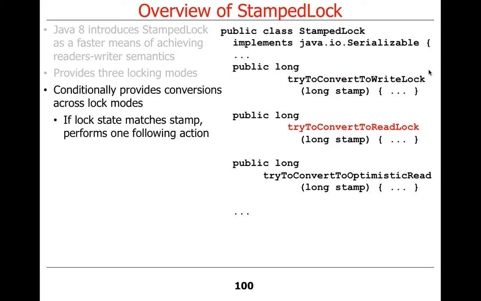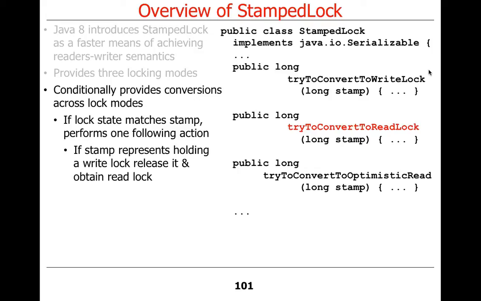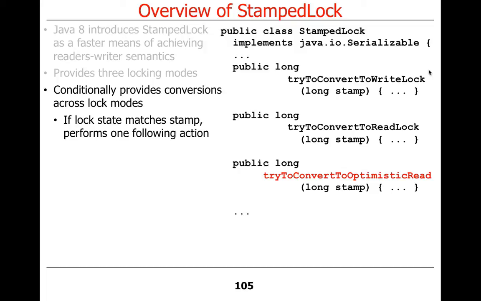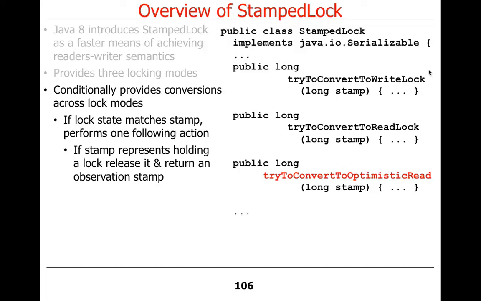The next thing is try to convert to read lock. So again, if you have a write lock, then you can downgrade it and give back a stamp that indicates a read lock. So that's downgrading. That's, again, done atomically. If it's already a read lock, return it, because you've got a read lock. And if it's an optimistic read lock, only give it the read lock stamp if nobody else has a write lock, because that's what it means to be optimistic. Otherwise, return 0.